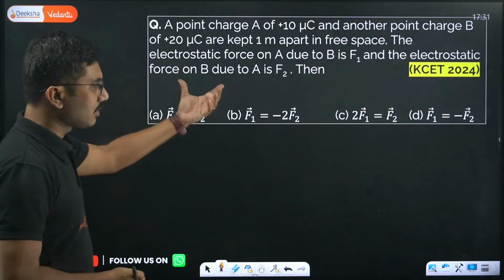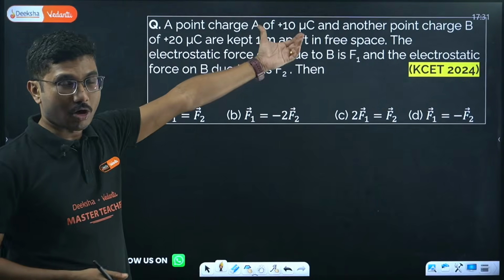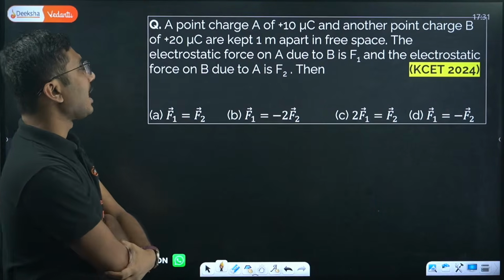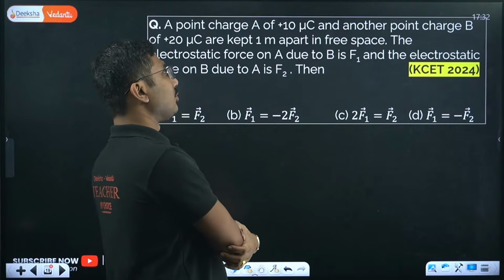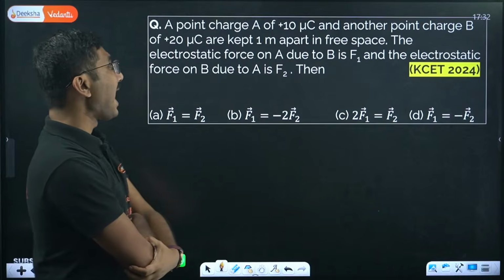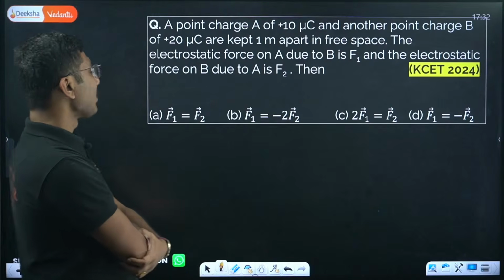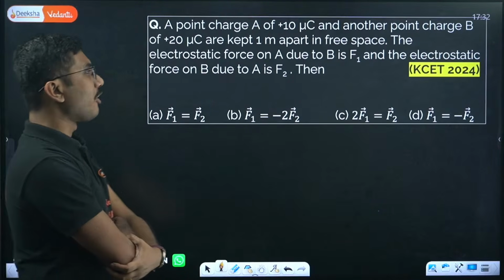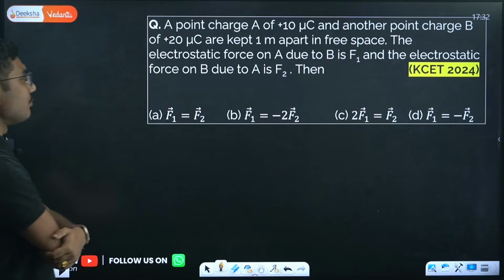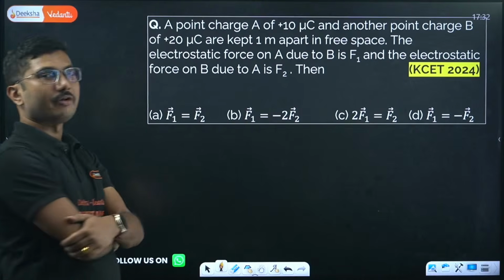Now let us see one question that came in KCET in 2024. Not super long. This question is as recent as 2 years back. A point charge A of 10 microcoulomb and another point charge B of 20 microcoulomb are kept 1 meter apart in free space. The electrostatic force on A due to B is F1 and the electrostatic force on B due to A is F2. Which of the following relationships is correct?